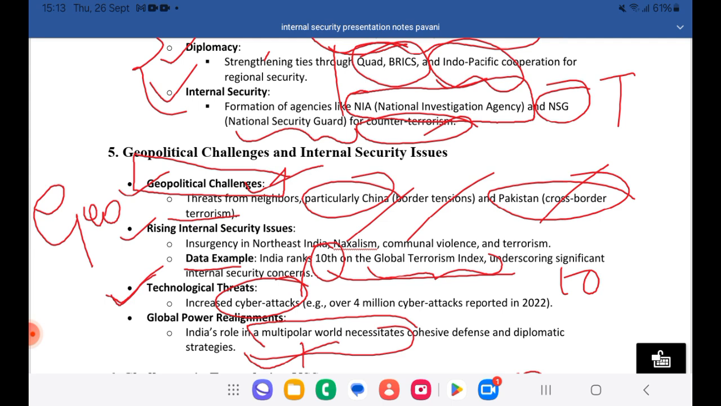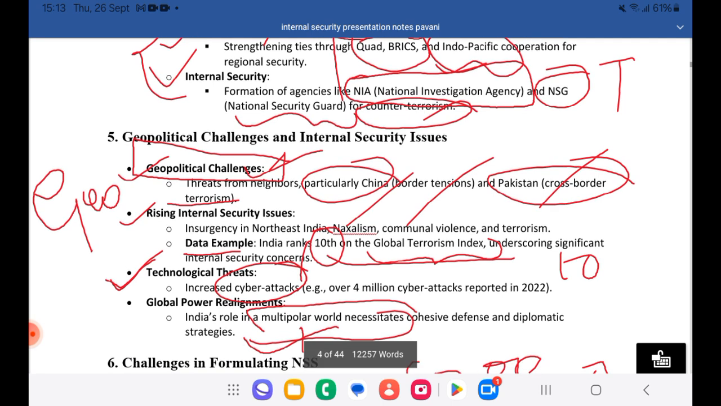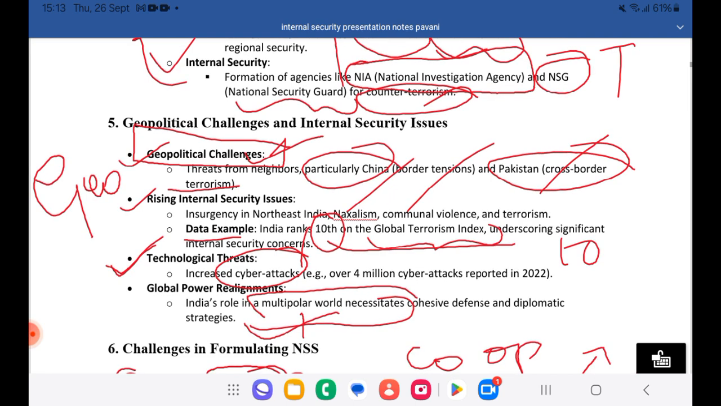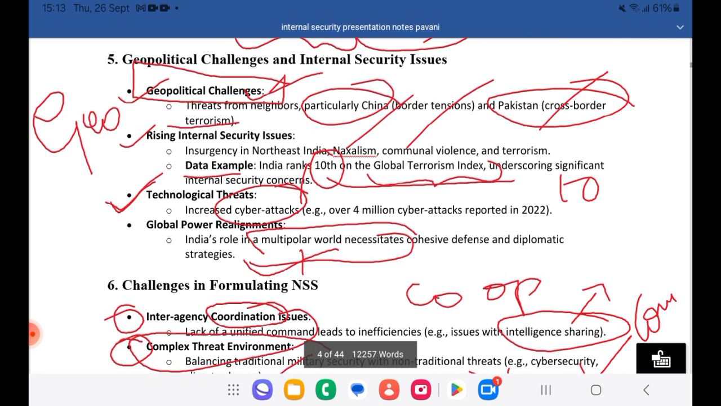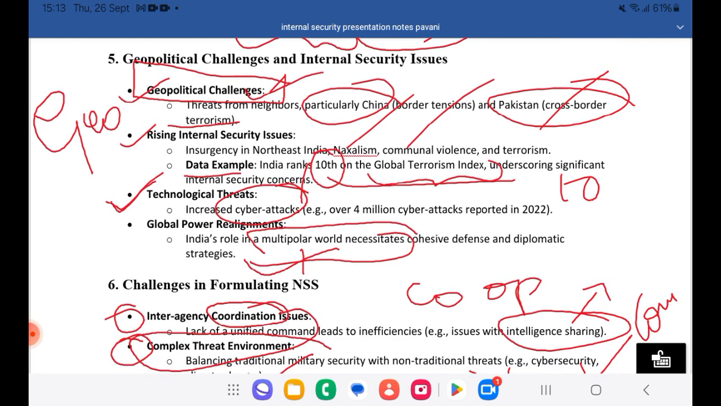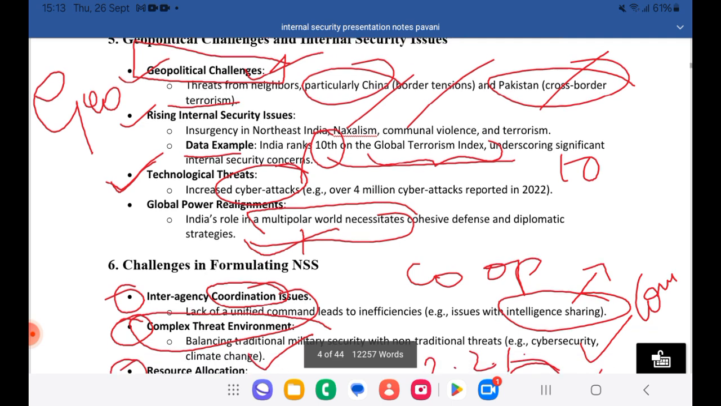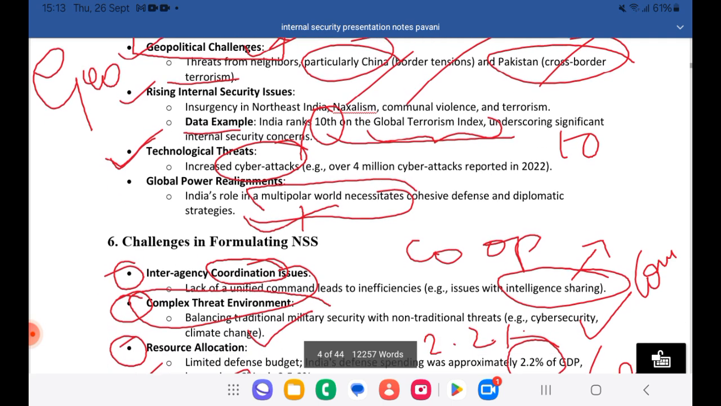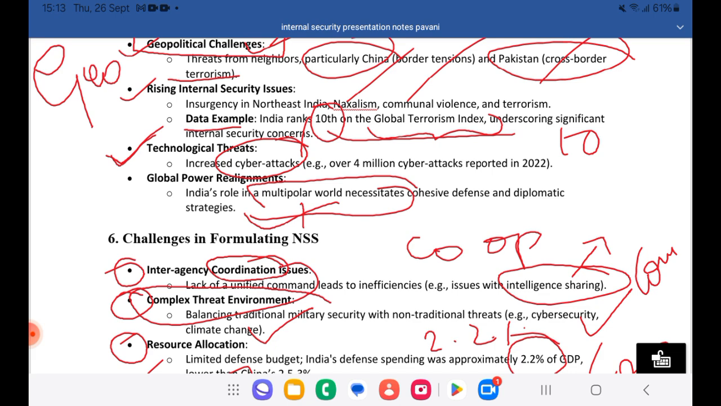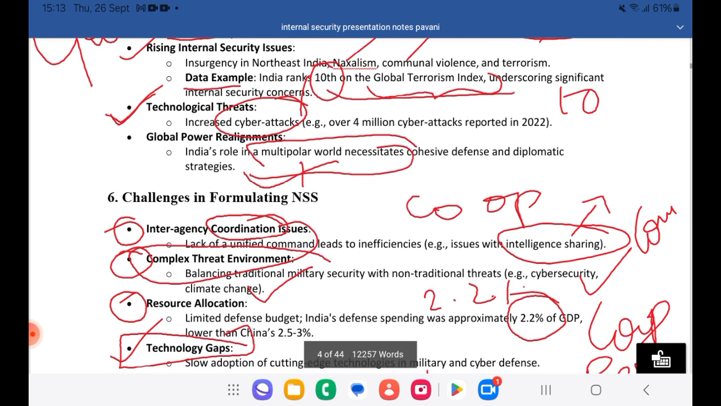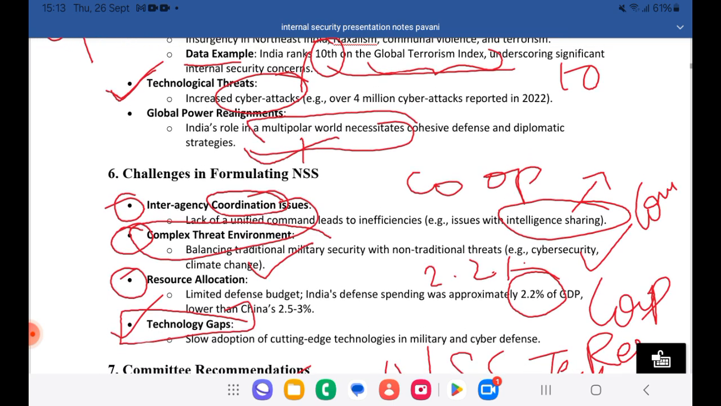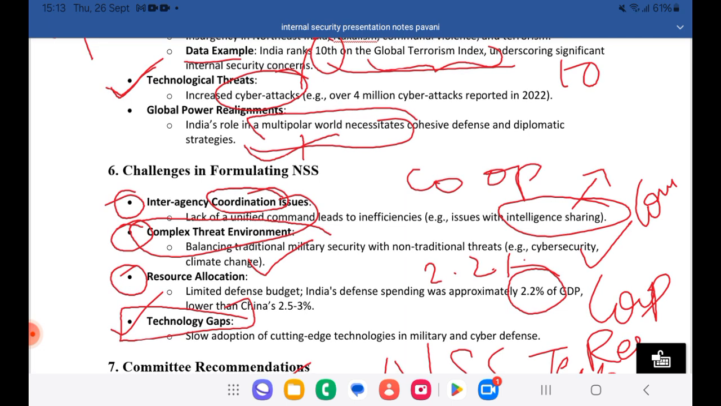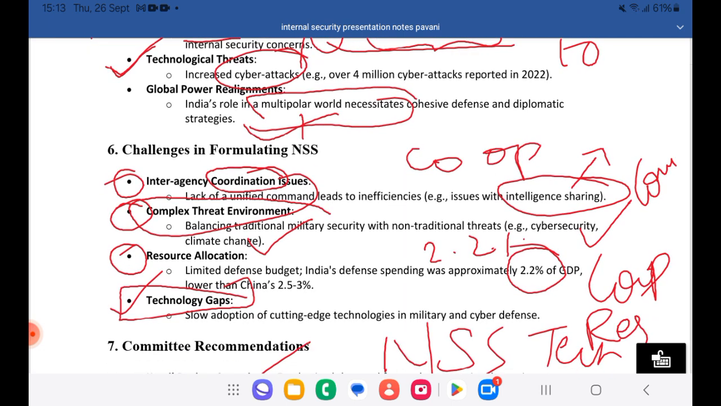Also, we told geopolitical challenges we have and how we are facing. So, geopolitical challenges such as from China and cross-border terrorism from Pakistan and rising internal security issues such as nationalism. So, we said one data, that is India ranks 10th in global terrorism index. So, later we spoke about technological threats. We were saying there were 4 million cyber attacks reported in 2022. Global power realignments is what we spoke, and we said India plays a very important role in a multipolar world. So it's very important for India to have NSS is what we decided.